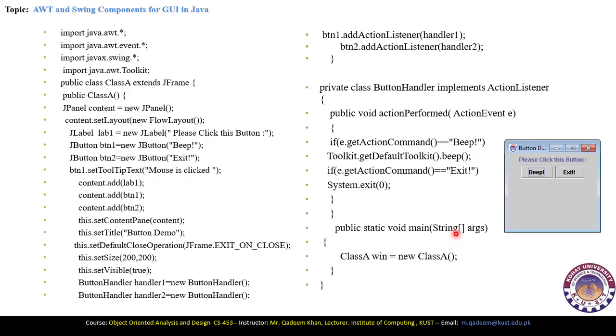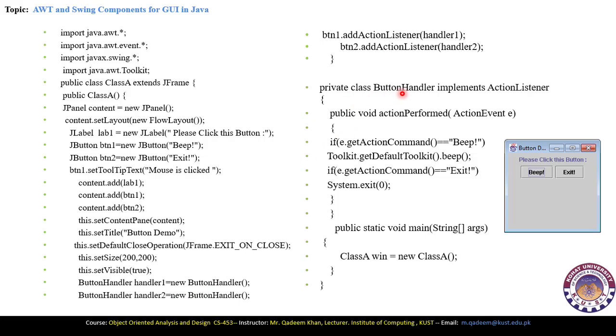Here we have the void main function. In the void main function, we have just declared the object of class A. So class A is equal to new class A. When you declare this object in the void main function, then automatically this constructor will be called. And when this constructor is called, this addActionListener function will be called. So by using these two classes, and these two classes are defined here.